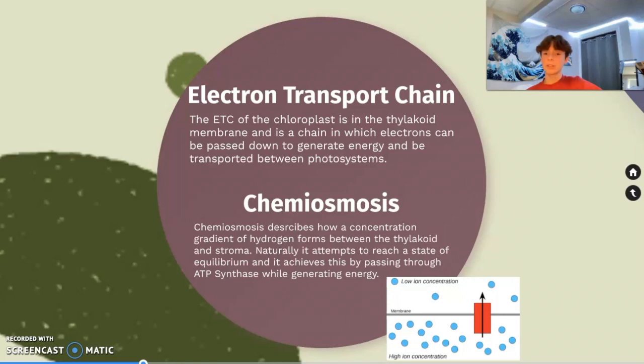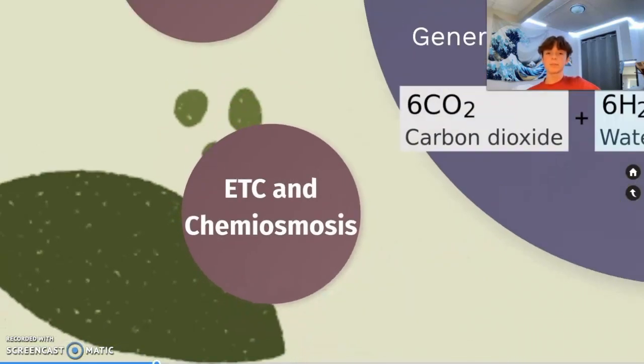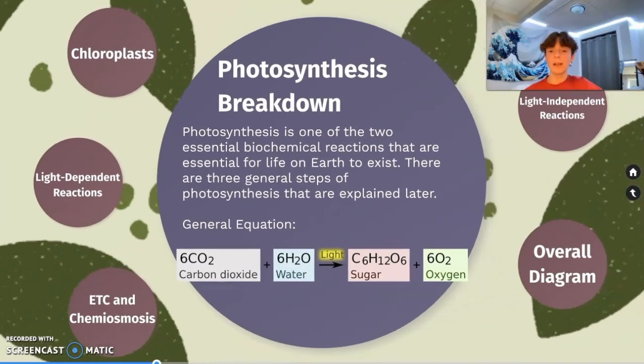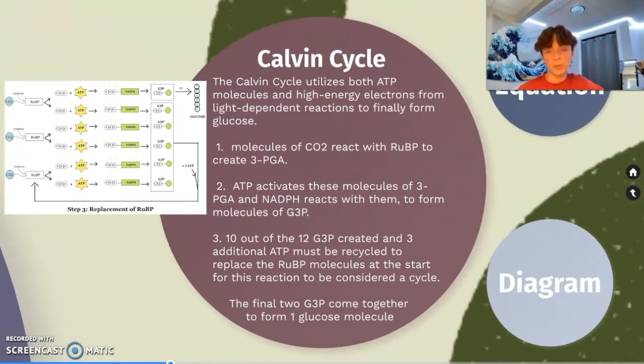Naturally, it's going to try to reach a state of equilibrium, and it does this by passing through ATP synthase while creating energy. Now finally, we can move on to our light-independent reactions, which do not need light to occur. The Calvin cycle. The Calvin cycle uses both ATP molecules and high-energy electrons from the light-dependent reactions to finally form a molecule of glucose. Now, in a more general explanation, the Calvin cycle has 3 different steps.